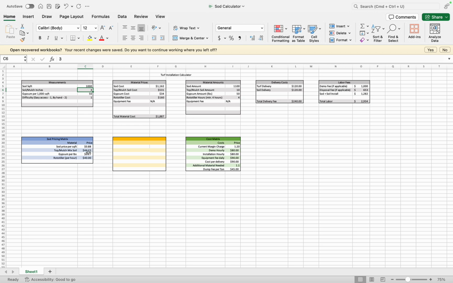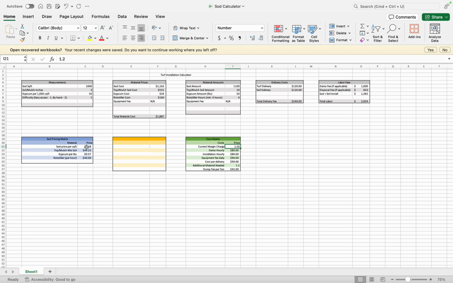Those are all numbers you've got to play with, and then you also have to play with the cost matrix. The current margin we charge is 120% of our product costs. For example, our sod being 88 cents, we add 20% to that, because that 88 cents is our contractor wholesale rate, and we charge an extra 20% on top of that to improve our margin.